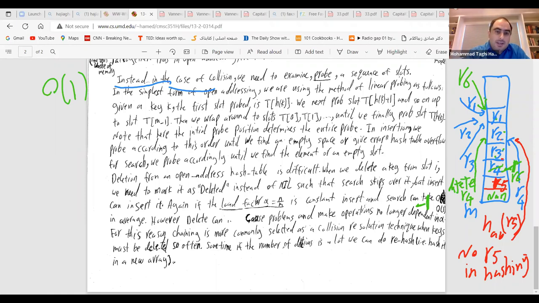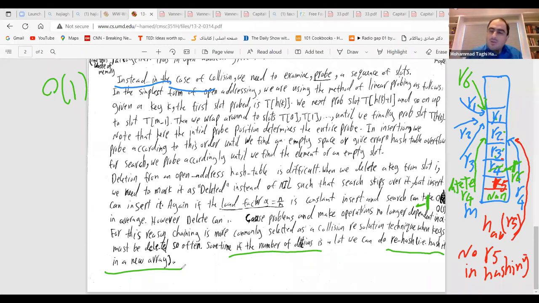As I mentioned, if the number of deletions is large, then we can rehash the whole thing. It means hashing it into a new array, with all the elements that we currently have, except of course the deleted ones. So you go through the whole array after some time. You are essentially playing this until it becomes dirty in some sense. Then you get rid of this hashing and insert everything into a new hash such that there is no minus one. That's the idea that makes it more efficient.